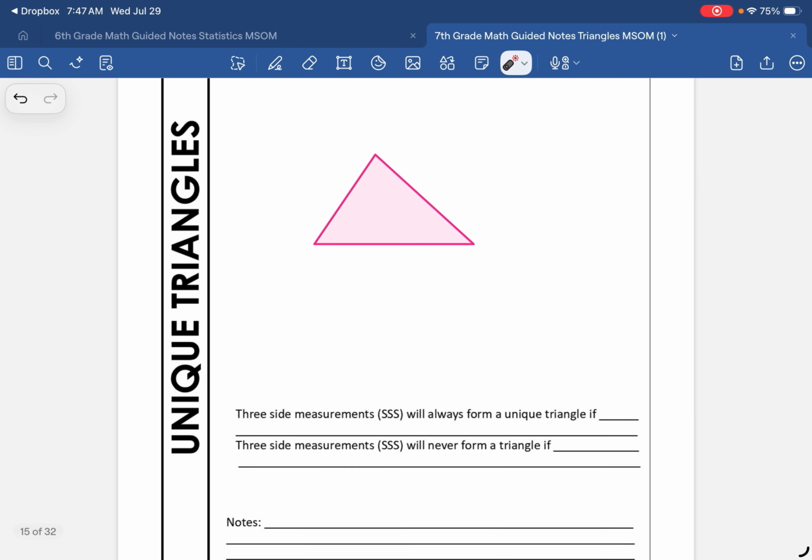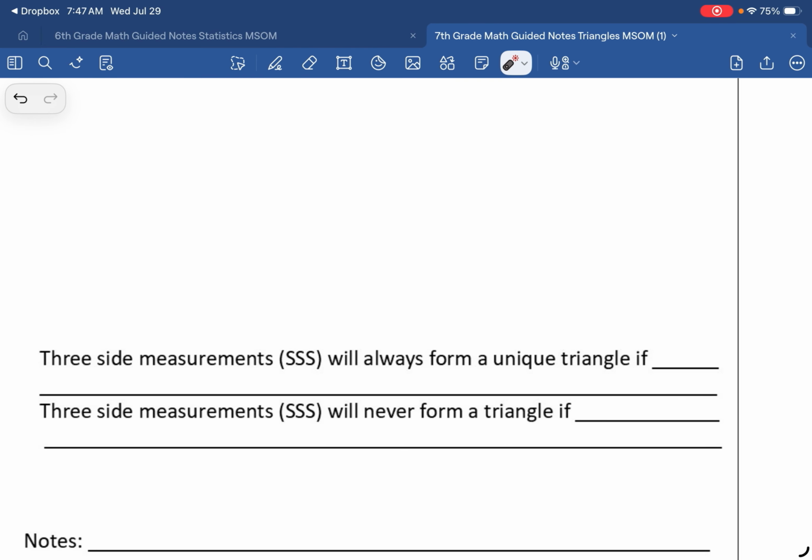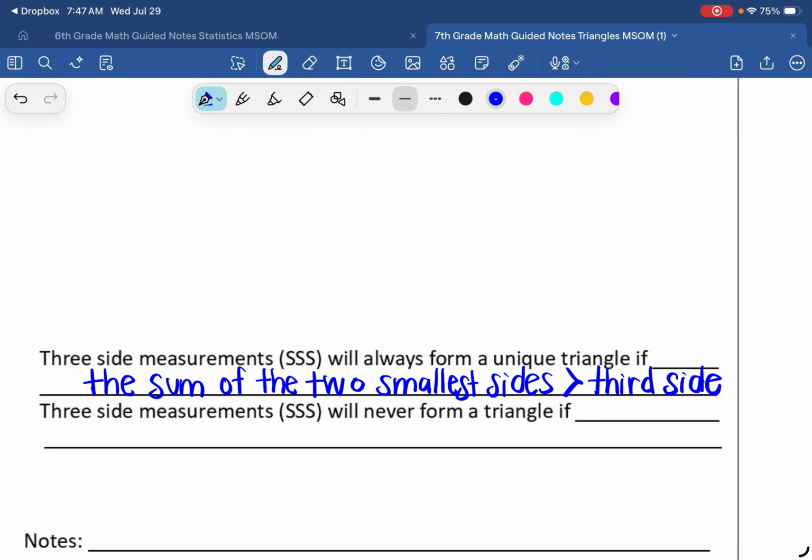If you're given three side measurements, SSS, they will always form a unique triangle if the sum of the two smallest sides is greater than the third side. Three side measurements, SSS, will never form a triangle if the sum of the two smallest sides is less than or equal to the third side.